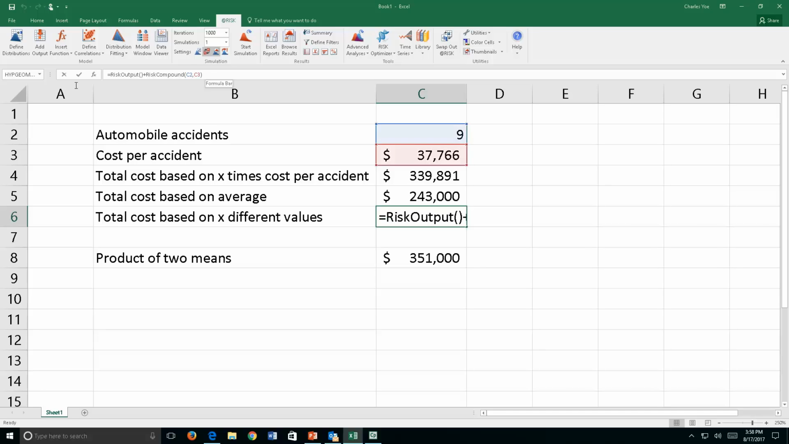Remember the risk compound. It can be a really handy tool.